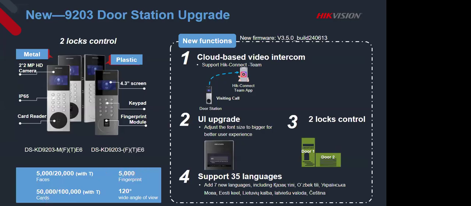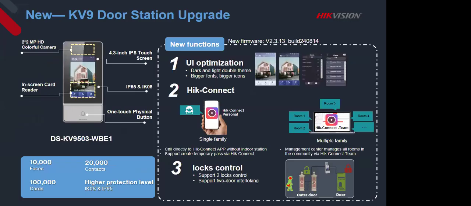cards. So moving on from there, then we have our KV9 series, as I mentioned earlier. With this model itself, we have a button. This is the 9503 model. It has a nice, very big button for grandma or grandpa to press when they come and visit. So again, up to 2 different unlocking.